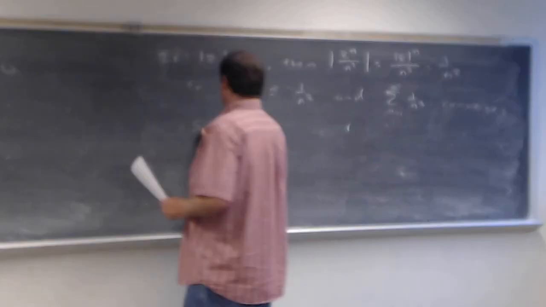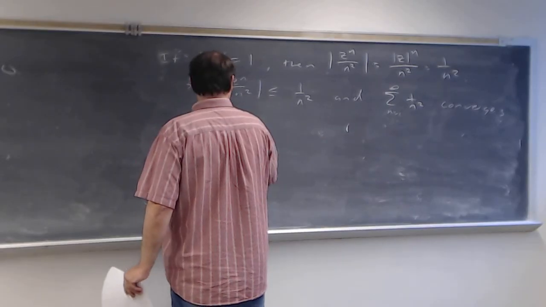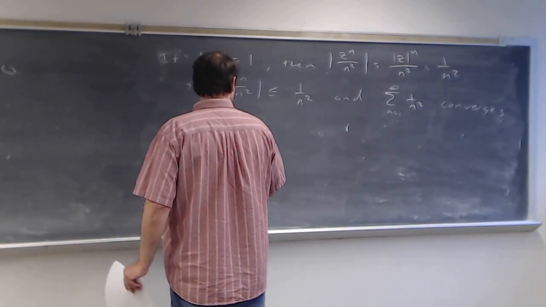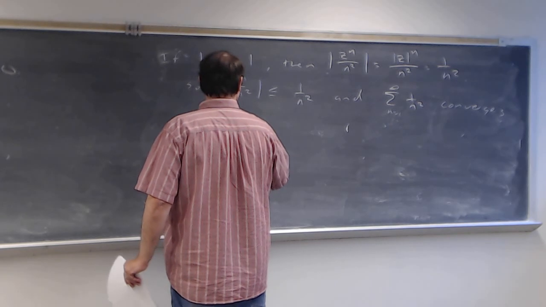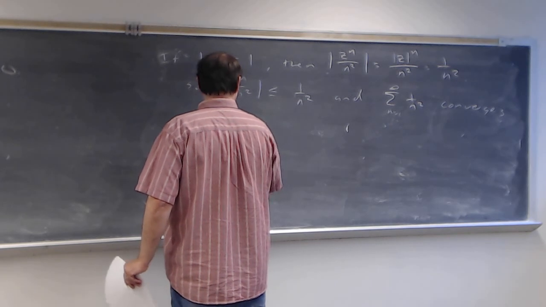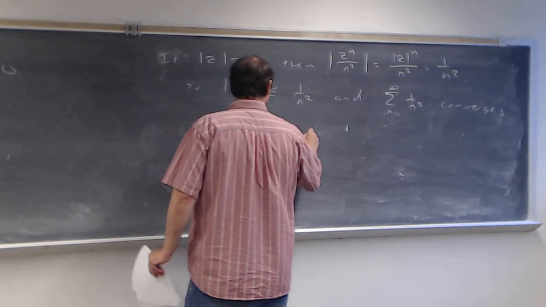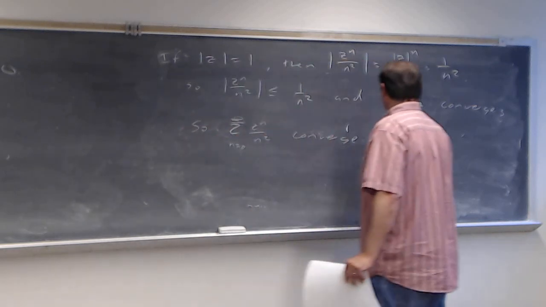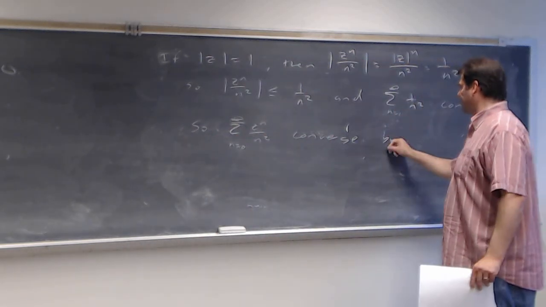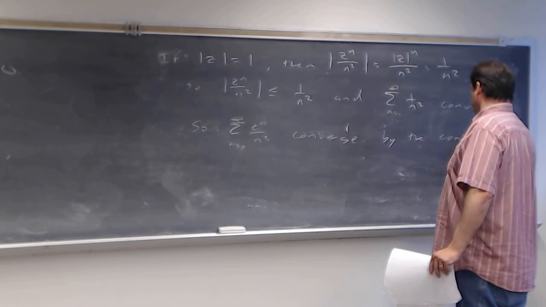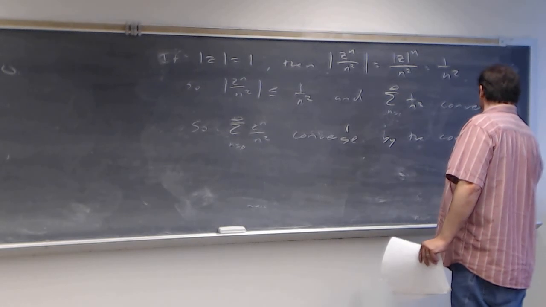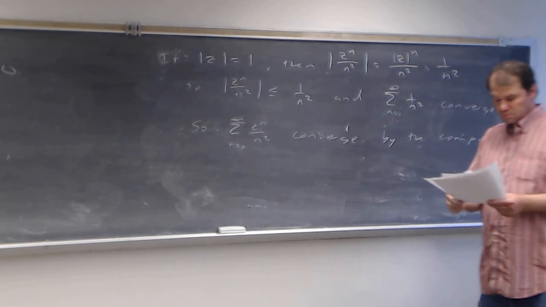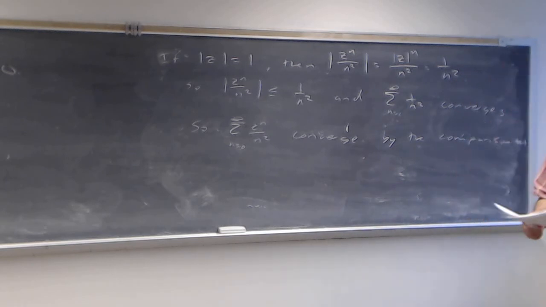So what can we tell about the sum of z to the n over n squared when n runs from 1 to infinity? This guy's got to converge, okay, by the comparison test. So that's what we have.